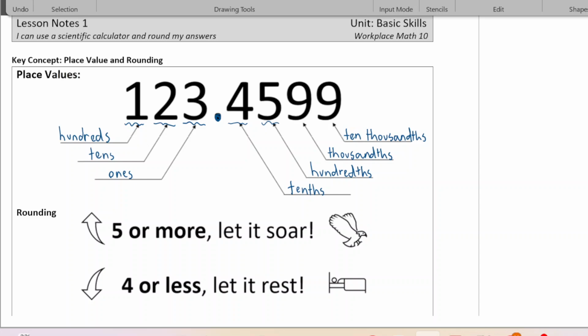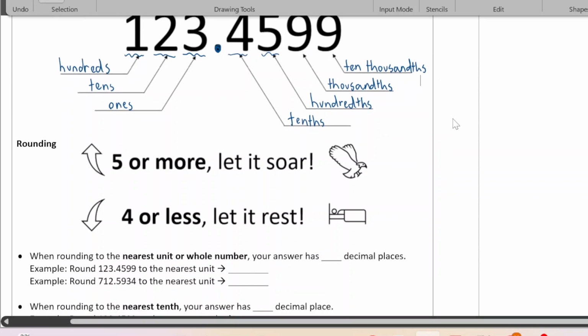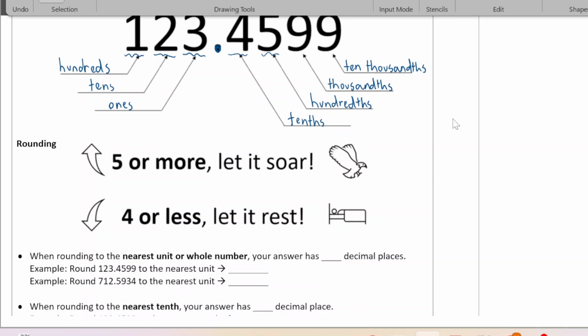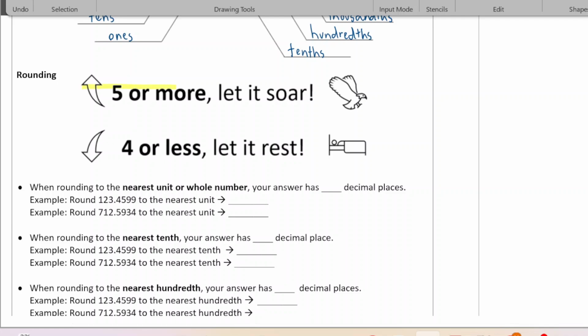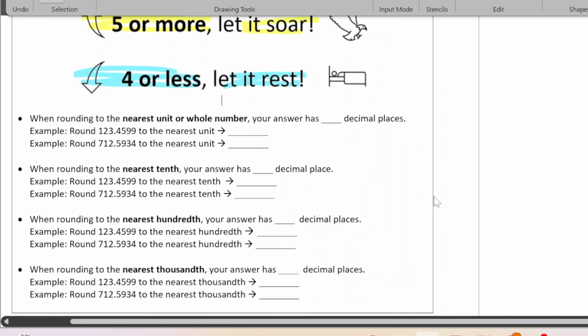Okay, so often in the real world, we want to be able to round numbers. A good example is money, right? We usually have 2 numbers after the decimal place for money, but sometimes when we do a calculation, the number comes out with more decimals. So it's important to know how to round properly. And there's a good little way to remember. You look at the number next to whatever you want to round it to, and if the number is 5 or more, you let it soar. If the number is 4 or less, you let it rest. That means you don't round up. So let's look at some examples here.